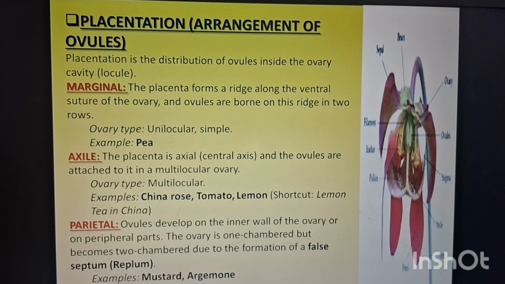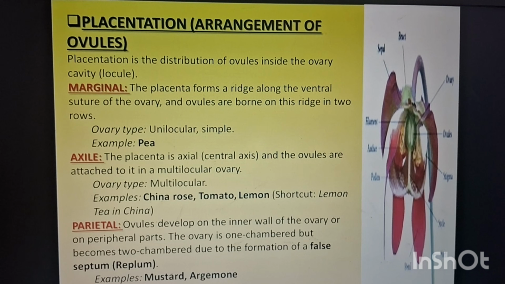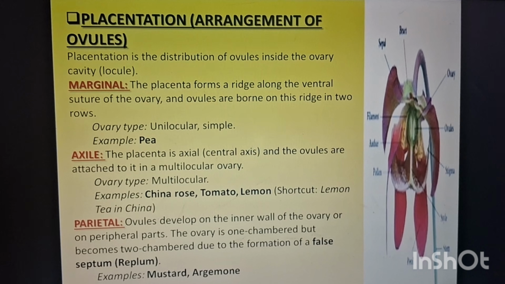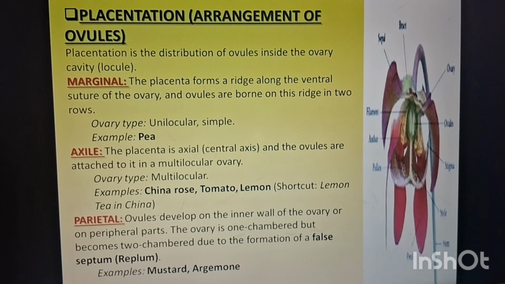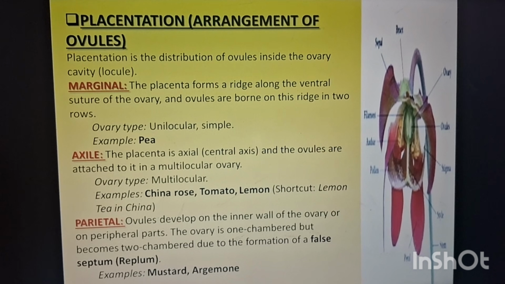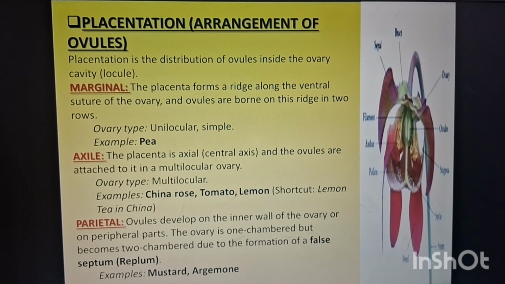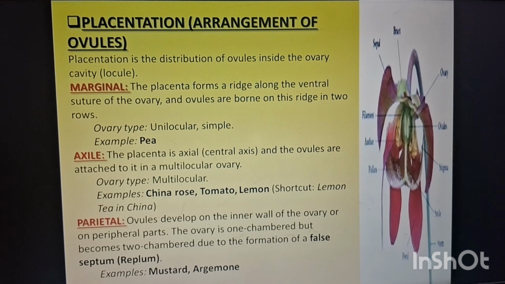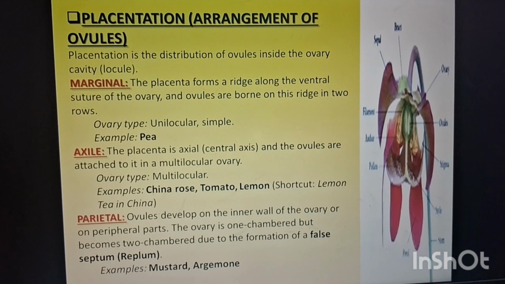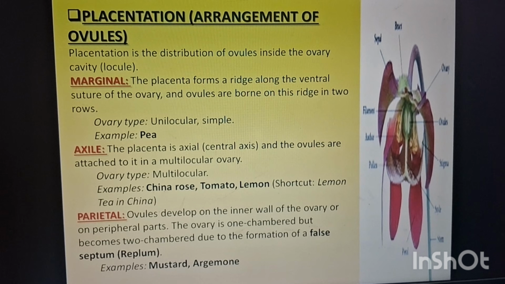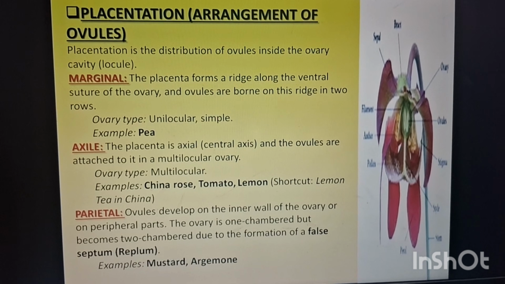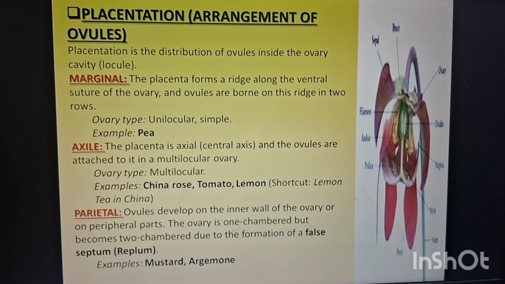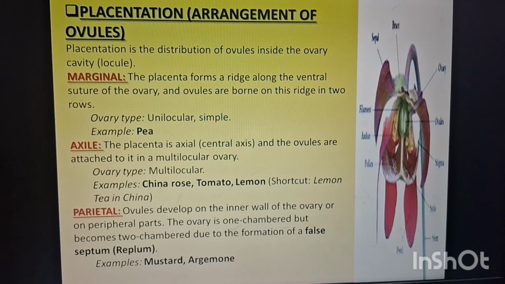First, placentation. That is the arrangement of ovules. Placentation of a flower is the distribution of ovules inside the ovary or cavity, also called the locule. There are several types. First is marginal. The placenta forms a ridge along the ventral suture of the ovary and ovules are borne on this ridge in two rows. Ovary type is unilocular, simple.